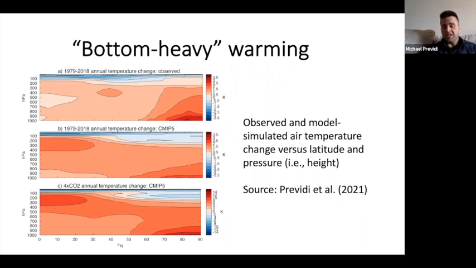In all three cases, though, if we look at the Arctic region, we see that the warming is really greatest nearest the surface, so at the highest pressure levels, which coincide with the near-surface part of the atmosphere. And again, the reason for this is the strong stability of the Arctic lower atmosphere that inhibits vertical mixing.